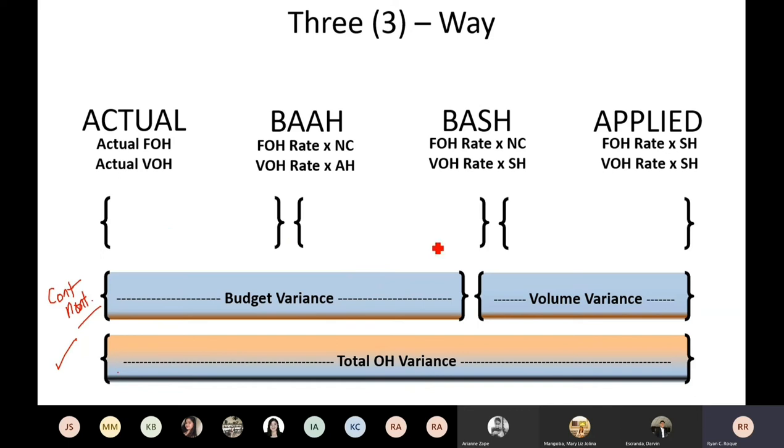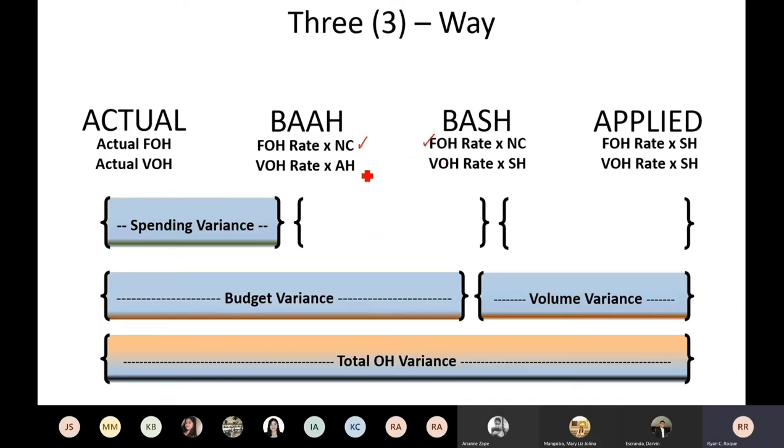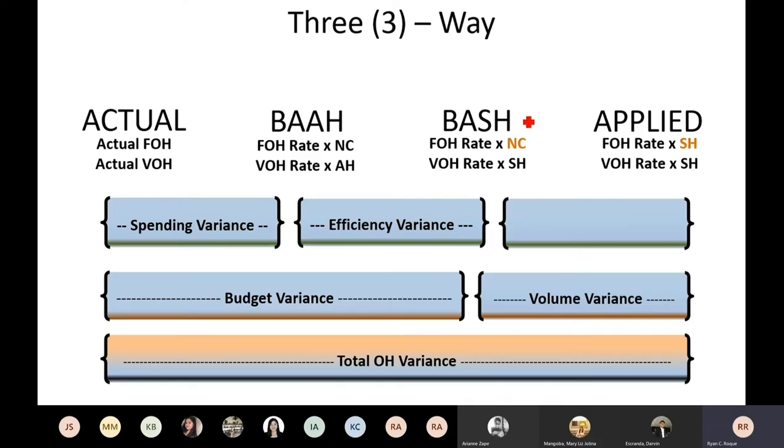isa-isa. Ito, yan. Okay? Tingnan po, actual and BAA, bakit ba nagkaroon ng difference? It's just because of your spending. Okay? BAA and BASH, magkamukha, AH and SH, pag may problema tayo with the number of hours, ang tawag natin dyan ay efficiency variance, so overhead efficiency variance. Itong kabila naman, ang magkaiba lang ay normal capacity at saka standard hours, same hati lang naman, wag mo nang bigyan ng ibang pangalan. Volume variance pa rin yan. Tandaan, S, E, V. Nag-E, isang vowel sa gitna.